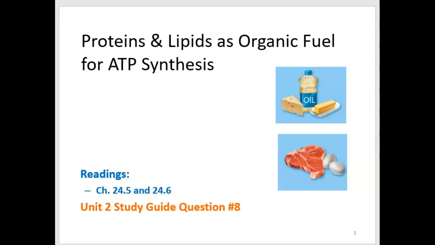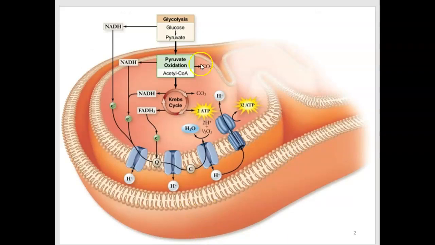Before we begin, let's look at the 4 major steps involved in aerobic respiration that produces ATP. The first step is glycolysis, that occurs in the cytoplasm. The second step happens in the intermembrane space, and that's called pyruvate oxidation. The third step occurs in the matrix of the mitochondria, and it's called the Krebs cycle. And then the last step we call the electron transport chain.